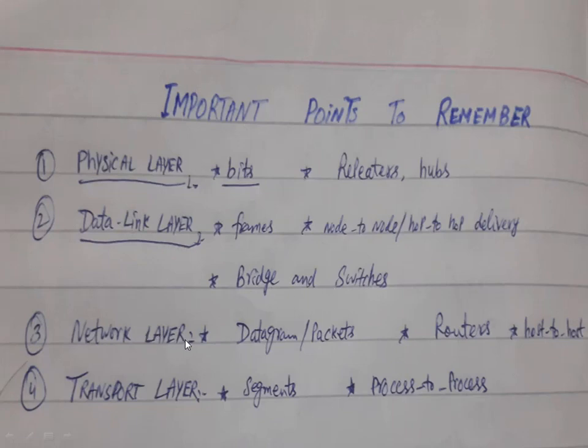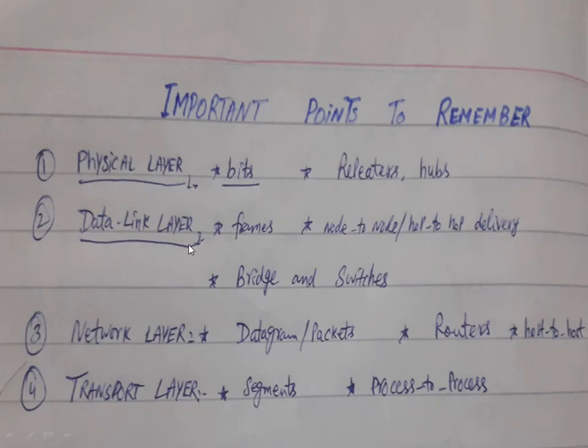Third one is the network layer. The network layer contains the data in the form of packets or datagrams. Here we can use routers, and at the network layer host to host delivery is done. At the transport layer the data is in the form of segments, and the delivery is process to process delivery.